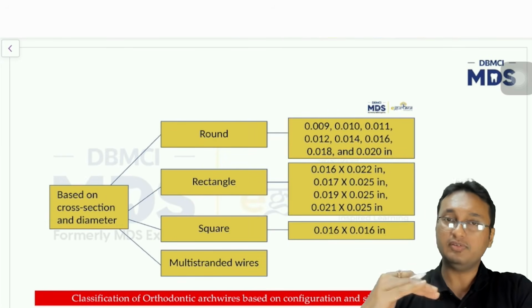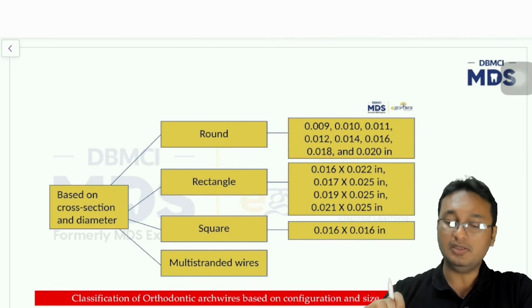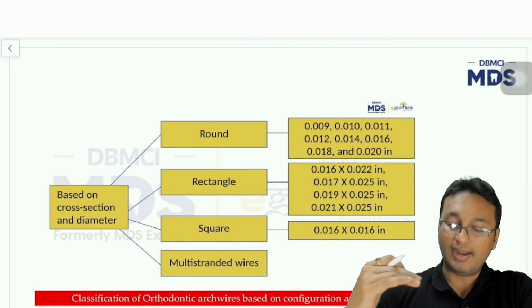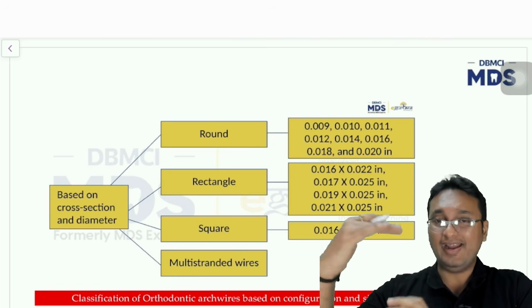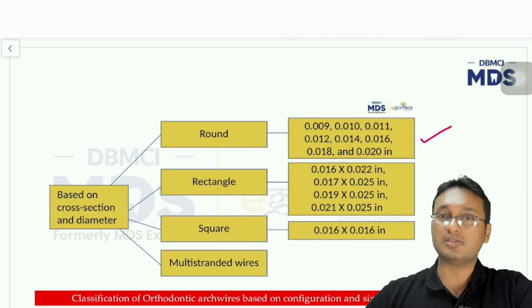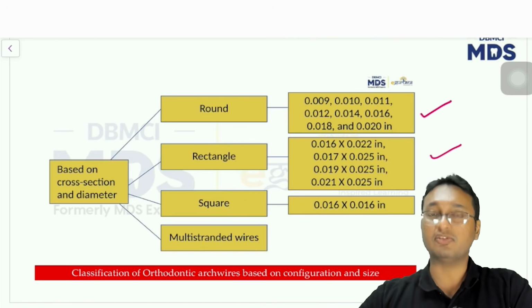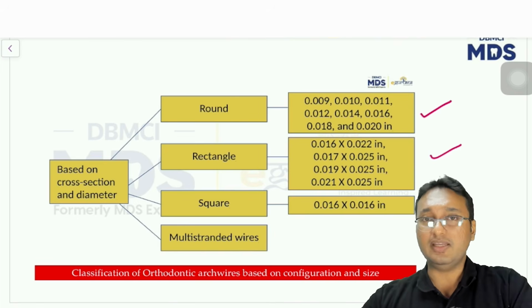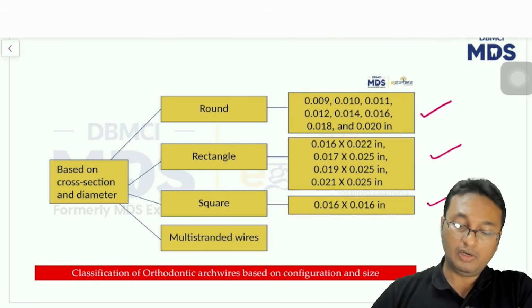As I was saying, we have to go sequentially. We first start with a round wire of a lesser diameter, then go to a rectangular wire, and then we have to finish with a higher dimension in the rectangular wire. So we have round wires in many different diameters, rectangular wires in many different diameters, square wires in 0.16 by 0.16 inches, and we can also use multi-stranded wires like coaxial wire, twisted wire, braided wire. But each and every wire has its own different indications and contraindications. So I'm not going into much detail.